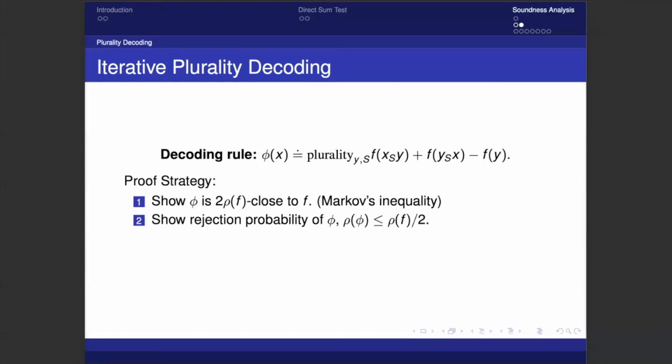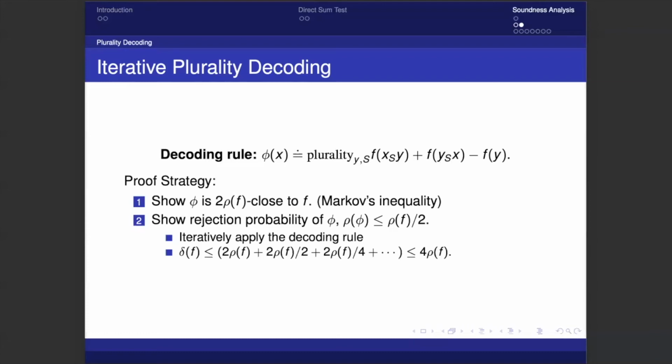So then, in order to show that f is order rho of f close to a direct sum, we simply apply this decoding rule iteratively. And so what we get is that delta f, the distance between f and the set of direct sums, is at most 2 rho f, which is the distance between f and phi, plus 2 rho f by 2, which is the distance between phi and the function we obtained by applying the plurality rule to phi, plus 2 rho f by 4, and so on.